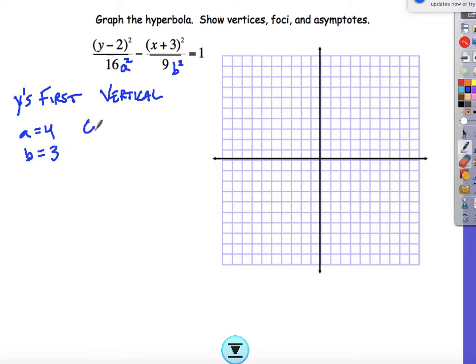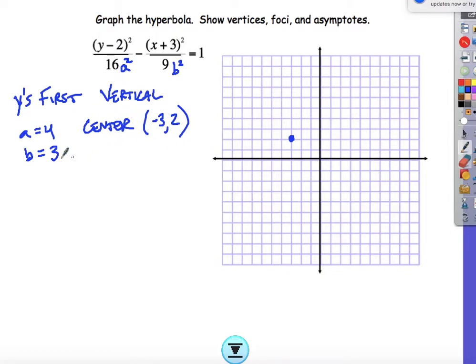The center, be careful here. The H always goes with the X's, so it'll be a -3, and the K always goes with the Y's, so it'll be a +2. So -3, +2 is our center.